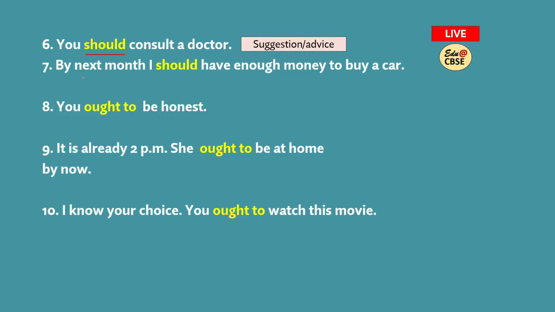Now, seventh one, by next month, I should have enough money to buy a car. So here I should have enough money to buy a car. Here should is prediction that by next month probably this is going to happen. By next month I will have enough money. So by next month, I should have enough money to buy a car.